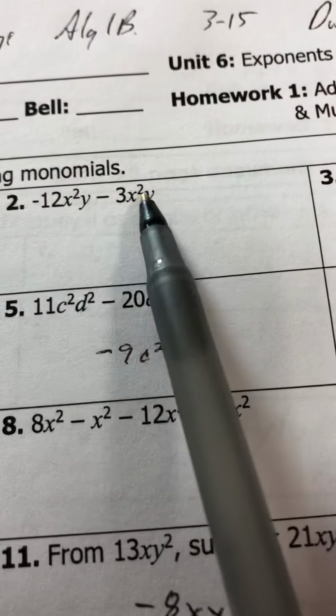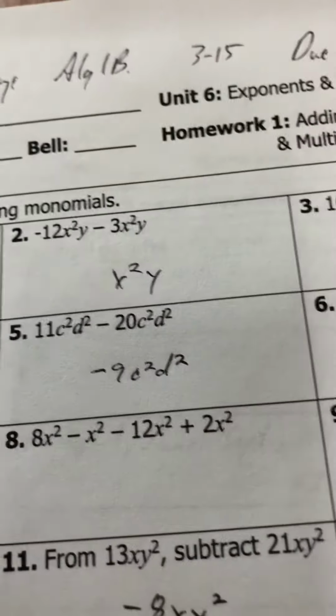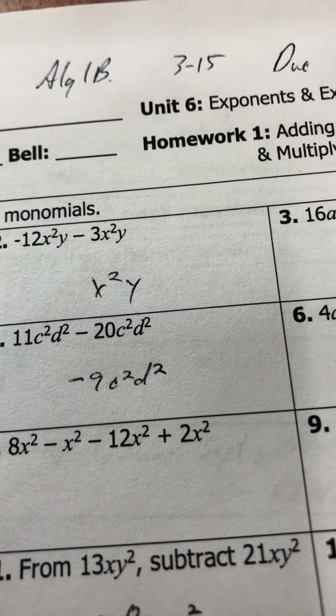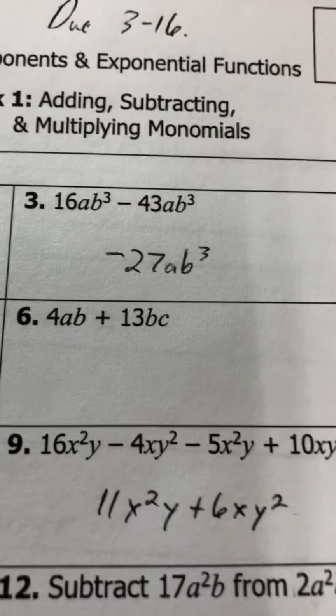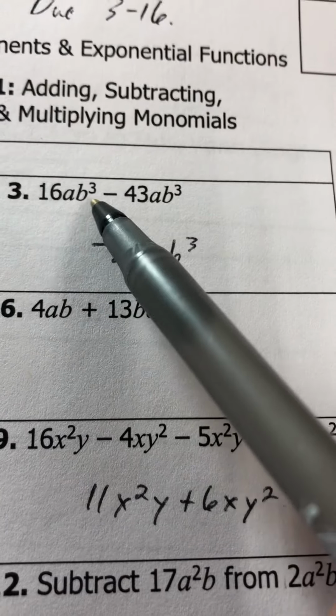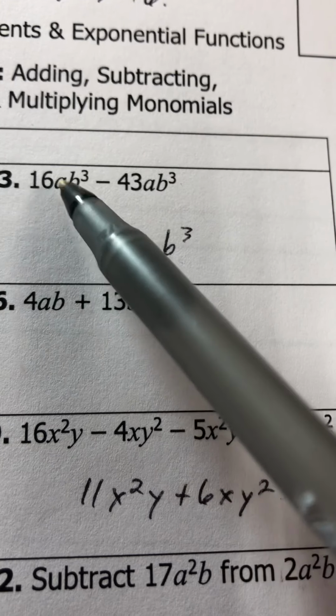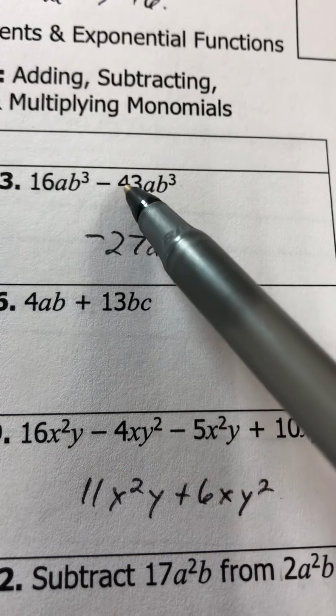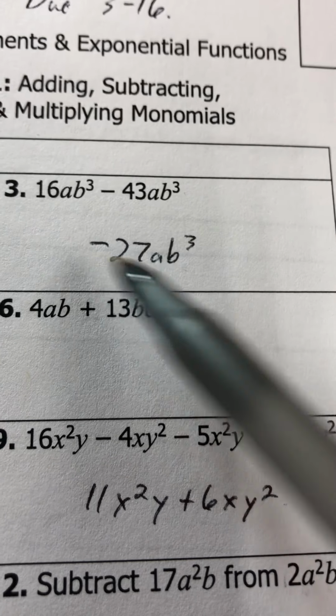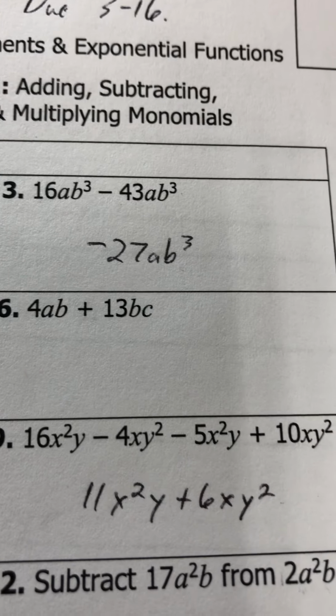For this one, when you set this up, you're going to have x squared y. Just take negative 12 minus 3. Just do that on your calculator. Negative 12 minus 3. Put that in front of the x squared y. Okay, so I have AB cubed. There we go. So they're the same, so I just take these two numbers and do what it says. 16 minus 43, so that's going to be negative 27.